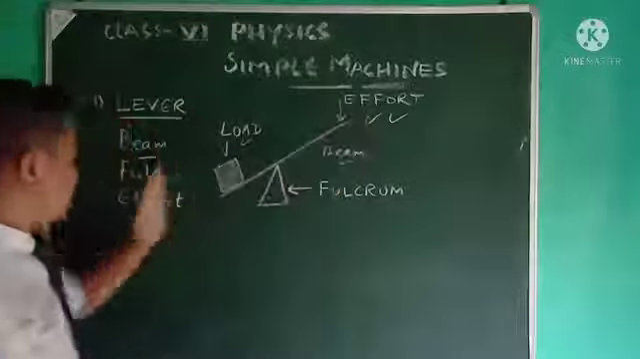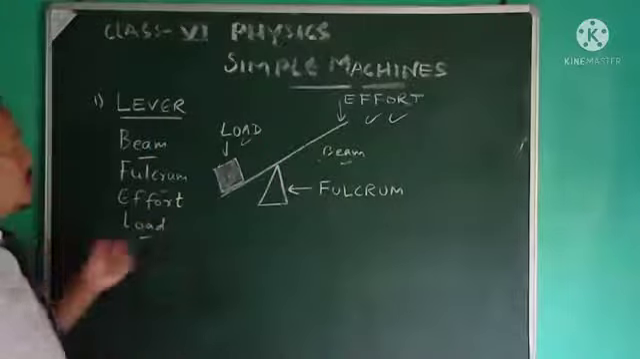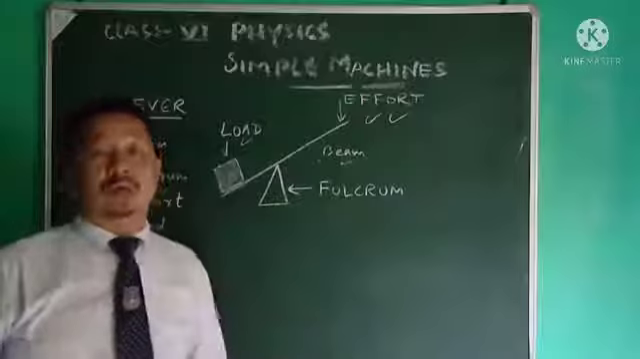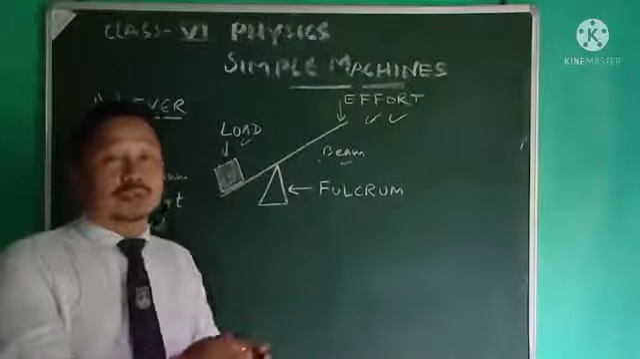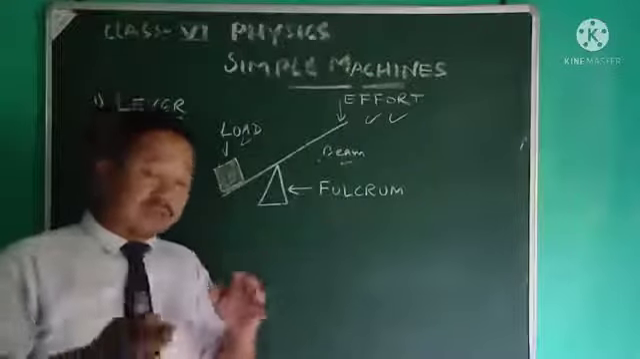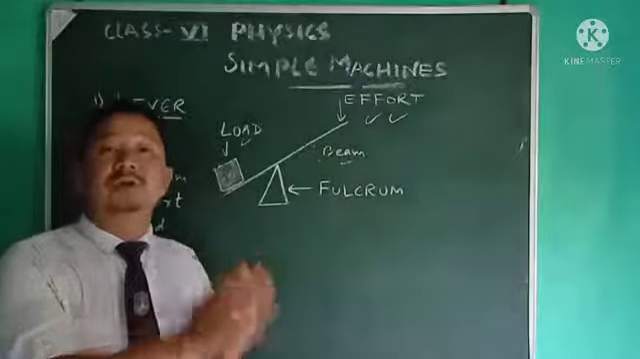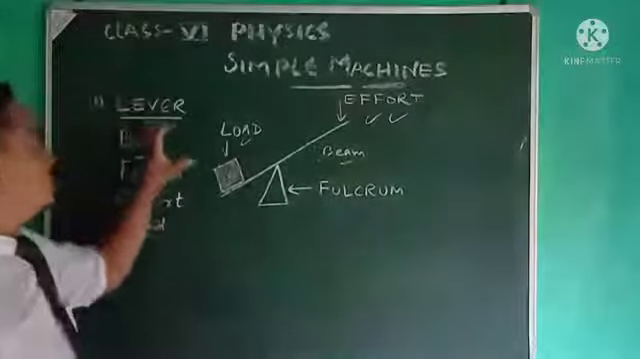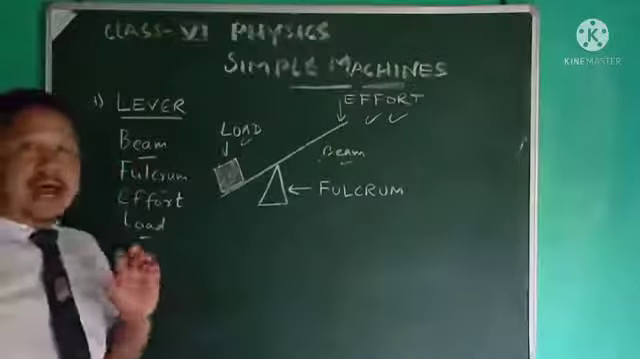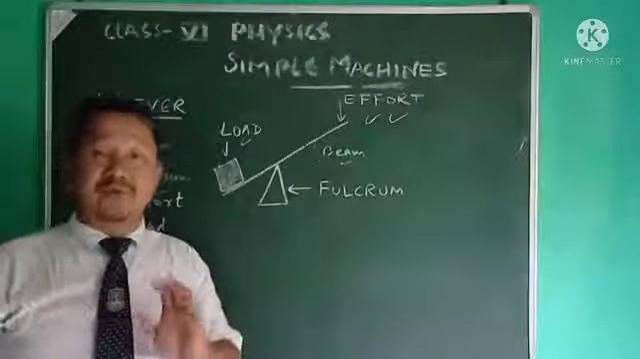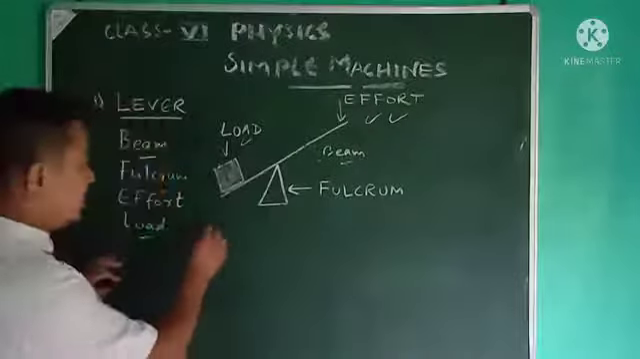And the last point you have to know is the load. Load means something that you have to overcome. Suppose there is a big rock to shift from one place to another; that rock is your load. So these are the 4 points you have to know about a lever. This lever is described in 3 different ways; that means the lever has 3 types.